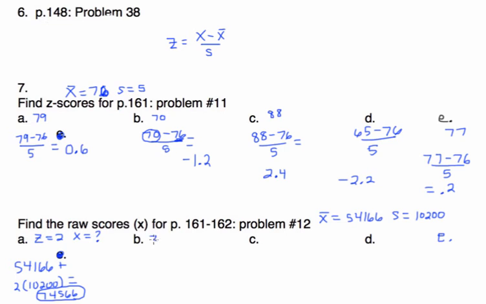Part B. If our z-score is negative 1, what's your original raw score, your data value? Well, let's see. I know my mean is 54,166. And I know I'm 1 standard deviation below that. Well, a standard deviation is 10,200, so I subtract off 10,200.